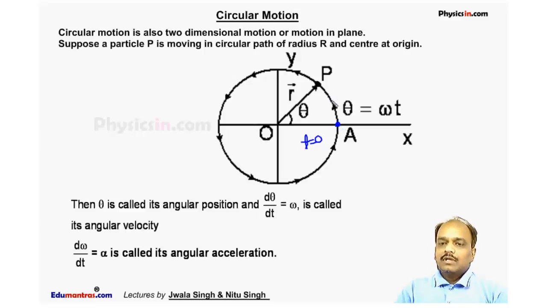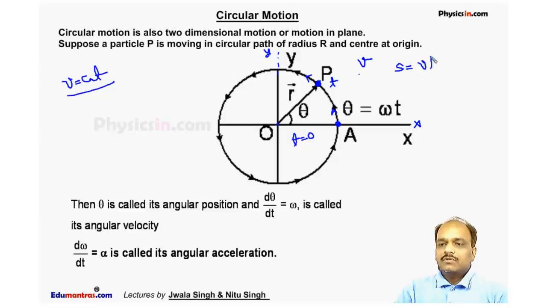It starts rotating in an anti-clockwise direction with some speed v. If v is constant, the particle starts its motion from A. It moves with speed v, and in time t, at any time t, let the particle be at P. So the distance traveled by the particle, that is s, is v into t. This s means the length of this arc A to P.